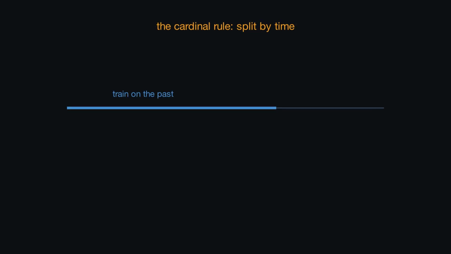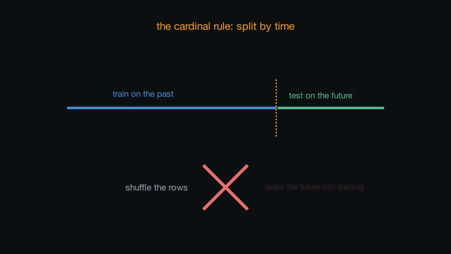You must split by time. Train only on the past. Test only on the future. Just like real life, where you never get to peek at tomorrow. Whatever you do, never shuffle the rows like ordinary data. Shuffling lets tomorrow leak into today, and your score becomes a fantasy you can never reproduce.